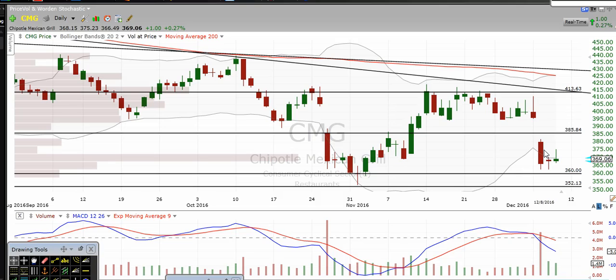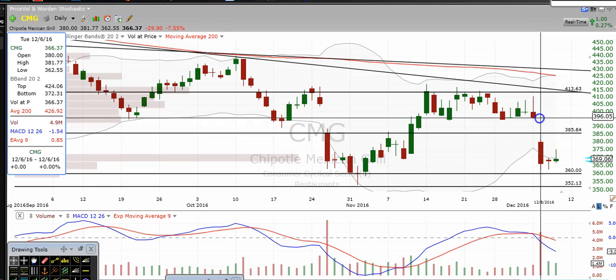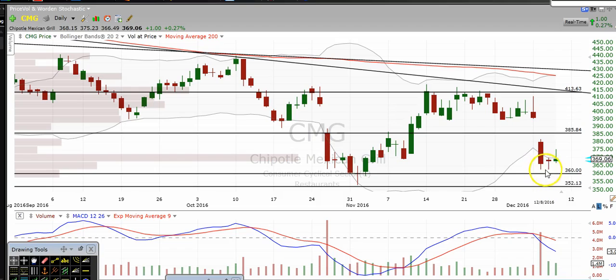for Chipotle, and you want to be looking for either the highs of this candle to be broken in order for this gap up here to fill, or the lows over here to be broken, and then we're going to head down to 350. So pay attention to those levels on Chipotle.